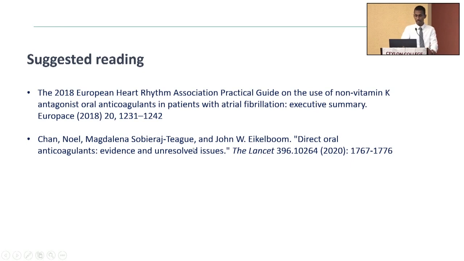So this is where I would suggest there are about 4 articles from the European Heart Rhythm Association about practical use of DOACs. It has an extensive list of drugs, which is quite useful to refer to. And then if you want to be updated about the evidence, I would suggest this article, which came out about a year ago. After that, there were maybe 2 RCTs about cancer thrombosis, but this is really a good update.